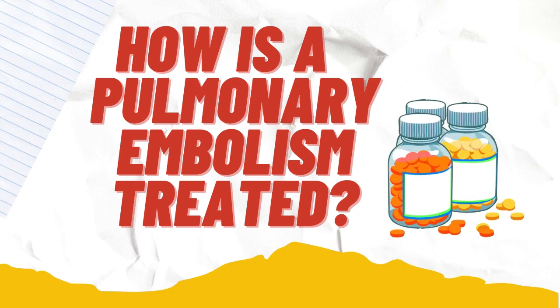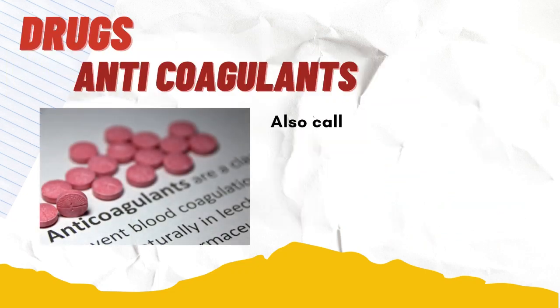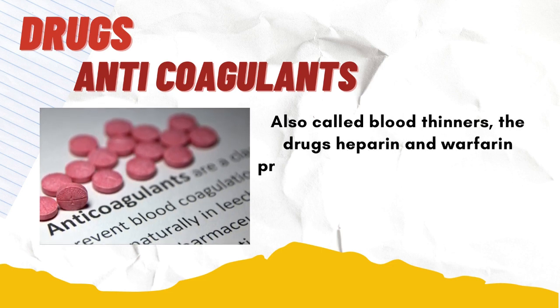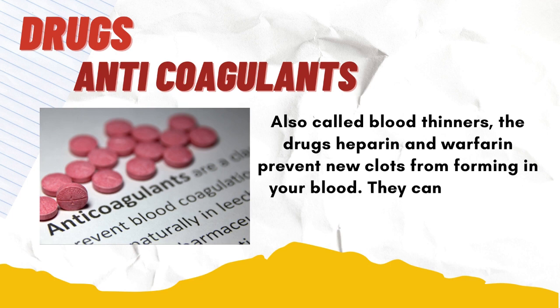How is a pulmonary embolism treated? Anticoagulants, also called blood thinners. The drugs heparin and warfarin prevent new clots from forming in your blood. They can save your life in an emergency situation.